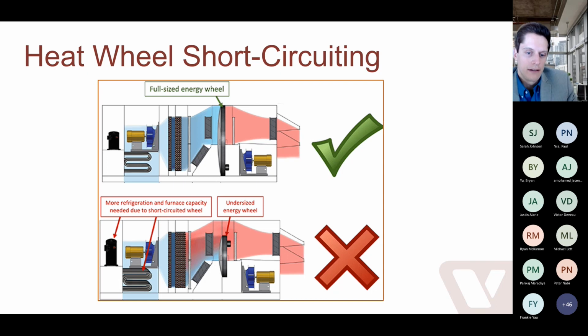So this is another important thing to think about: do you want a wheel that's sized for the full amount of outside air, or do you want a smaller wheel that's not going to do quite as much energy recovery? And typically, I would recommend the full-sized wheel that can handle the full amount of outside air.